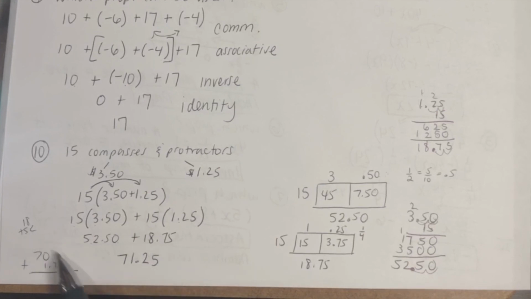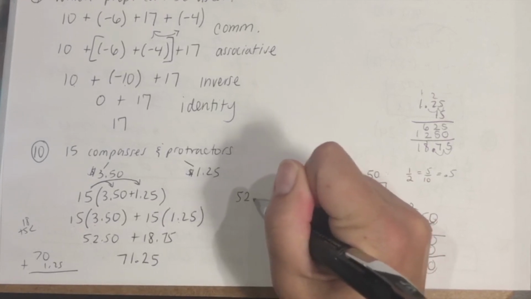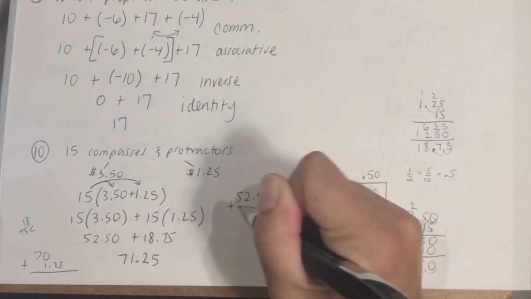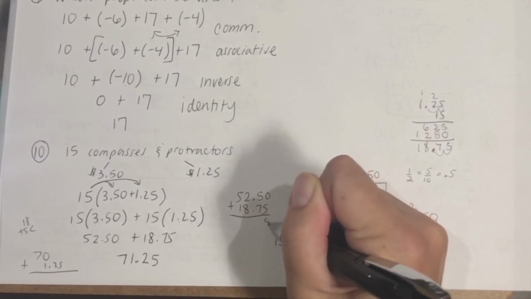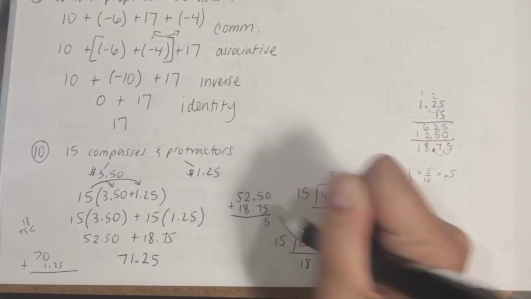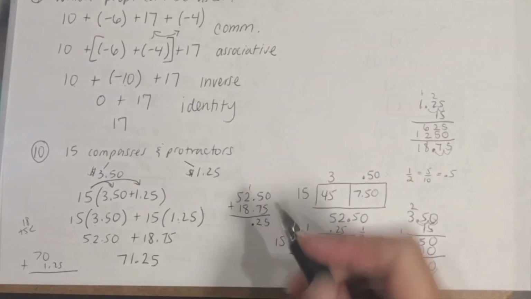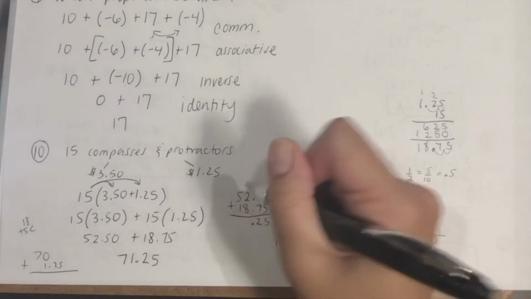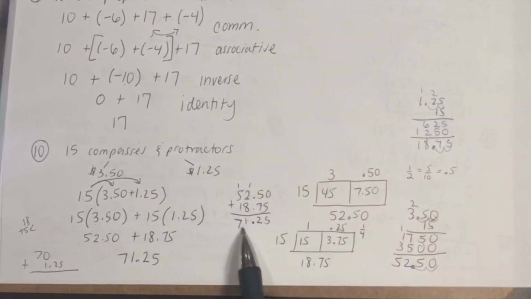Again, I can do some of this in my head to make it go quicker. I'm trying to show you what's going on in my head. But you can always do this the old-fashioned way. 52.50 plus 18.75. 0 and 5 is 5. 7 and 5 is 12. Put your decimal. 8, 9, 10, 11, 1, 1, 5, 6, 7, 71.25. Dollar sign.